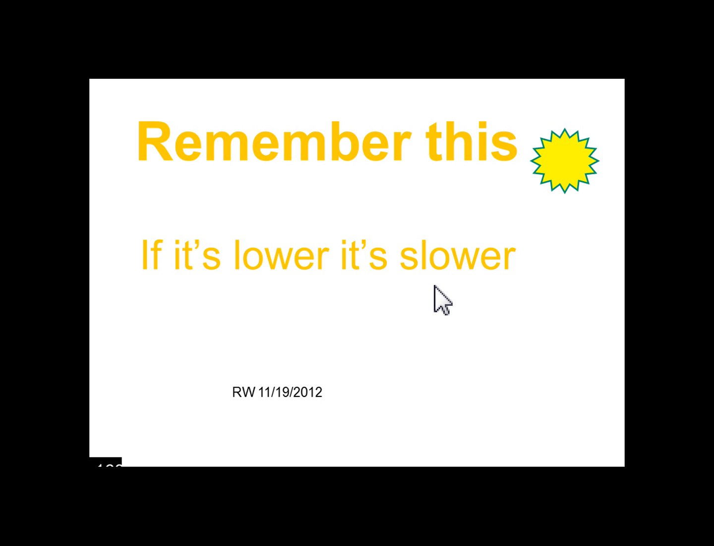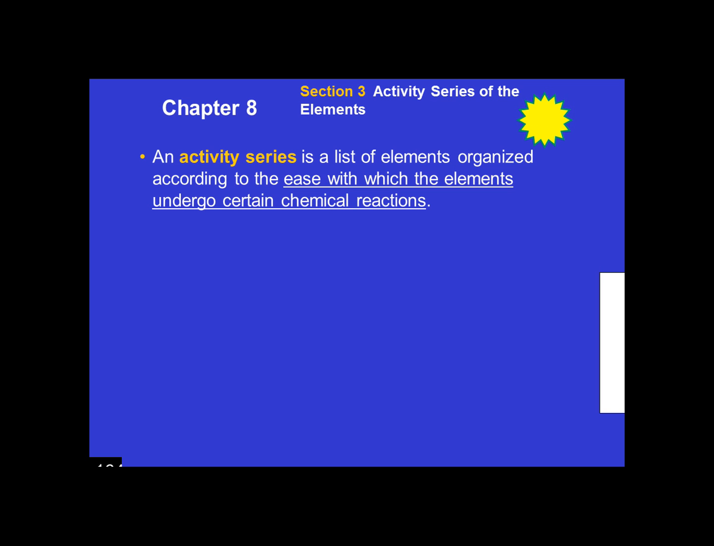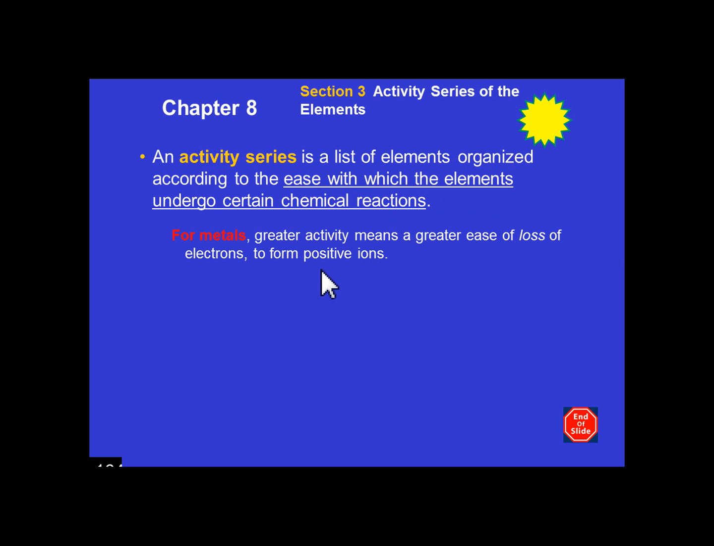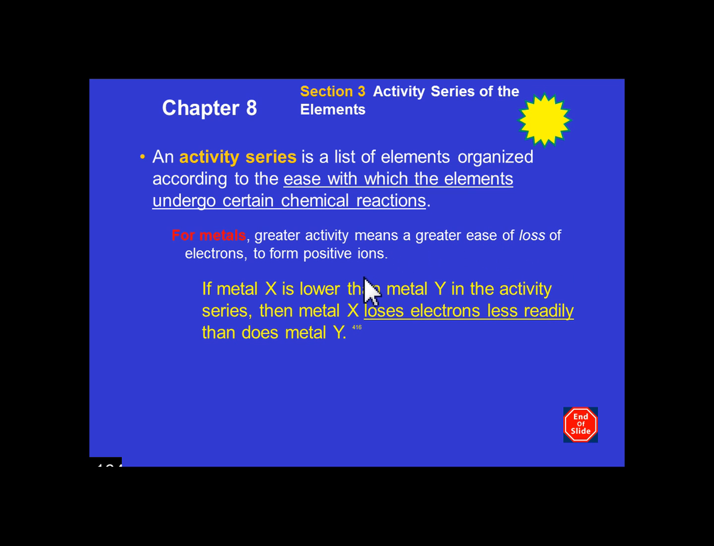Okay, remember this: if it's lower, it's slower. If it's lower in the activity series, it's less reactive, it's slower. An activity series is a list of elements organized according to the ease with which these elements undergo certain chemical reactions. For metals, greater activity means a greater ease of loss of electrons to form positive ions. So if metal X is lower than metal Y in the activity series, then metal X loses electrons less readily than does metal Y.